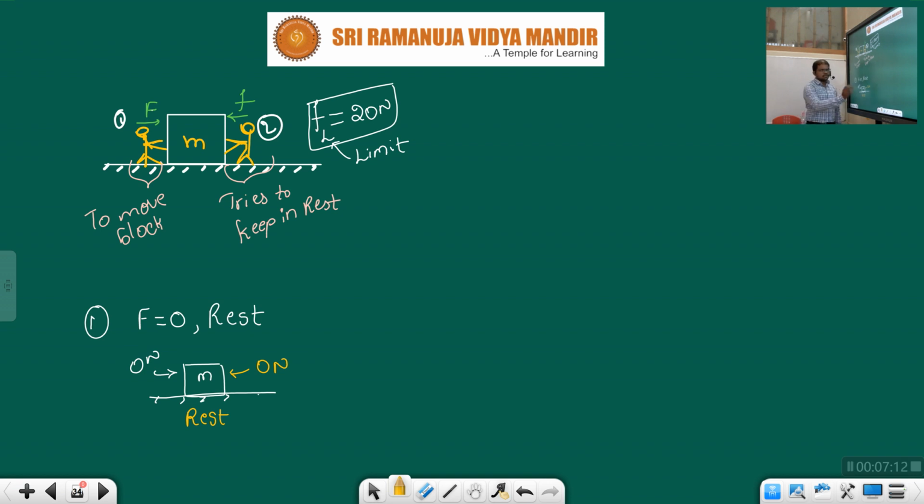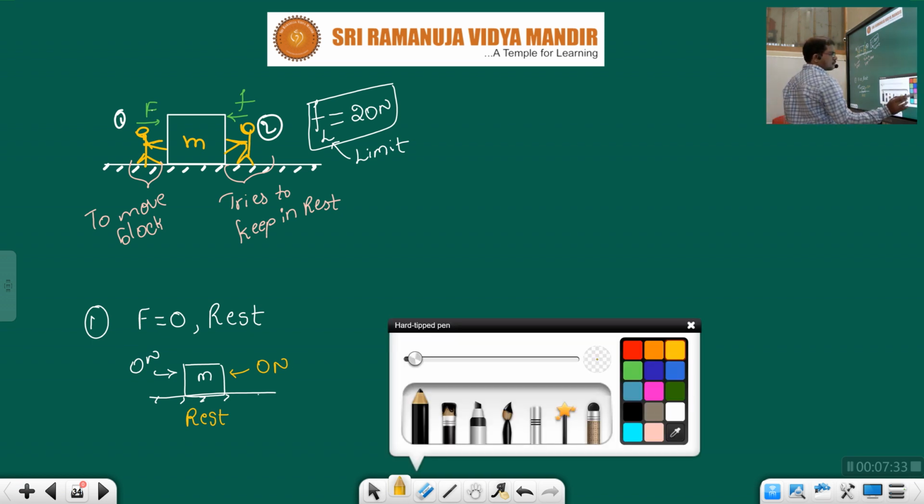Means what? He is also not applying any force. Understood, children? In order to make this block rest, see, the first person is not applying any force. He is not touching the block. So that second person also won't apply any force because the block is already in rest condition. Is this clear, children?